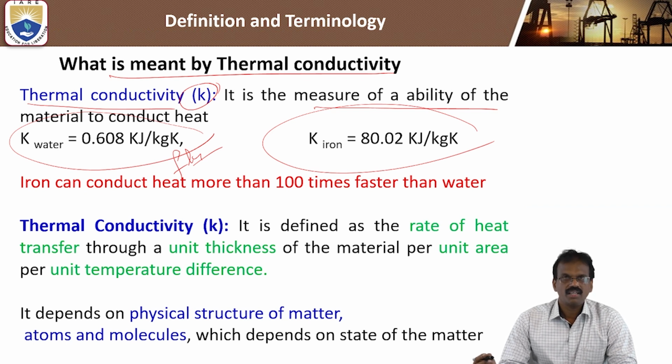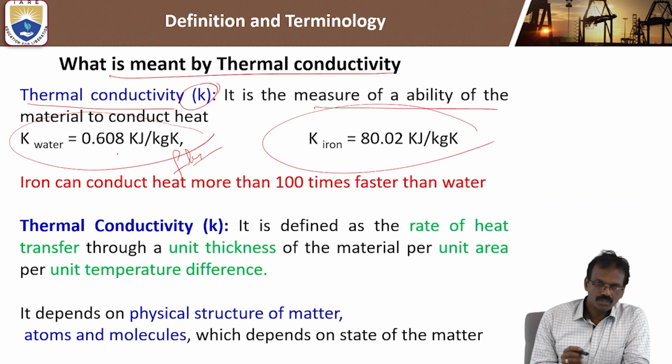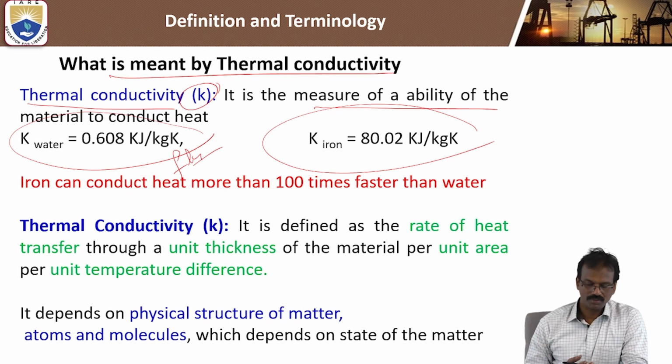Conduction mainly occurs in solids, because conduction occurs due to lattice vibration, particle vibration, or movement of the electrons, not by movement of the particles. In fluids, particles are very loosely packed. They can move from one place to another place. Because of that, thermal conductivity is very good in solids compared to fluids.